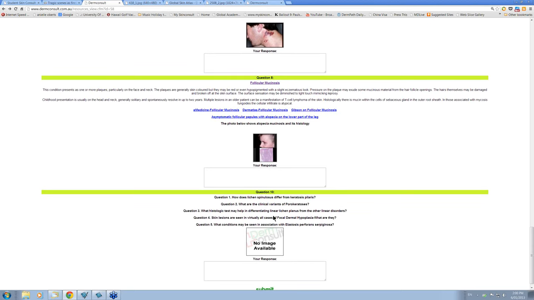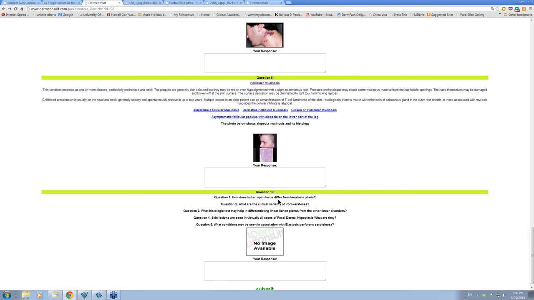What histological test may help in differentiating linear lichen planus from the other linear disorders? I think it's immunofluorescence. It might help you as far as that goes. What are the clinical variants of porokeratosis? There are all sorts of clinical variants: linear, disseminated superficial, solitary porokeratosis, and so on. Just try and think again.